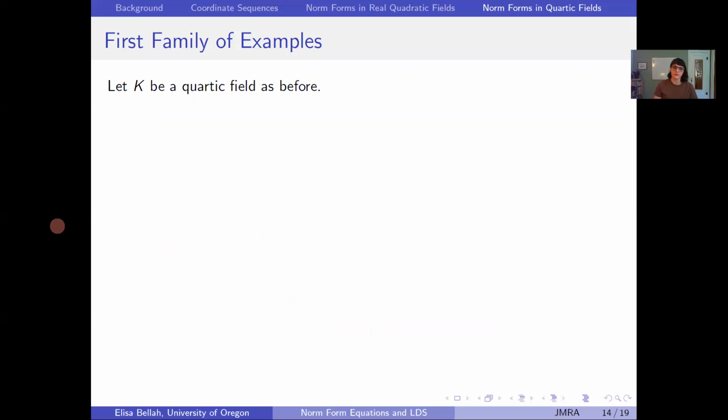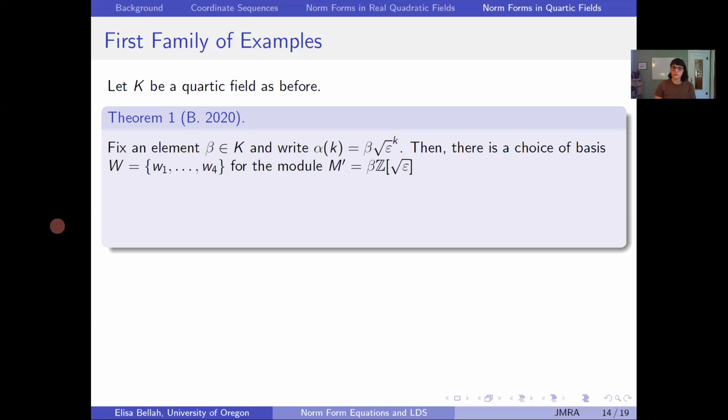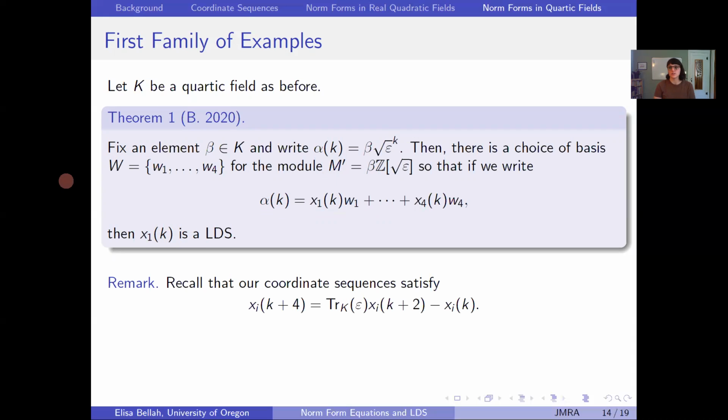Okay, so for my first family, suppose that I have the setting from before, some quartic number field. Then my first theorem is that if you take any element in your number field k and write alpha k as usual, then there is a choice of basis for this particular module, beta times the adjoint square root of epsilon, so that if you write alpha of k in terms of this basis, then the first coordinate sequence is a linear divisibility sequence.